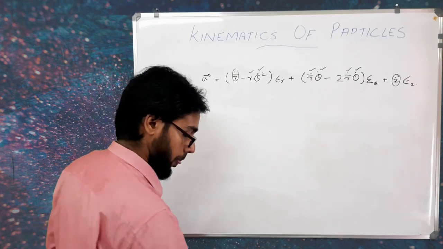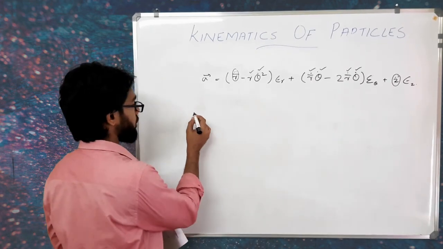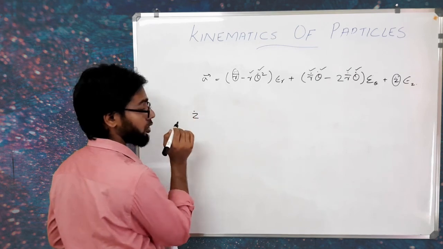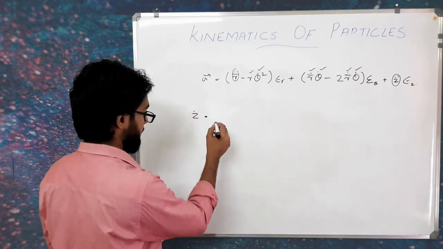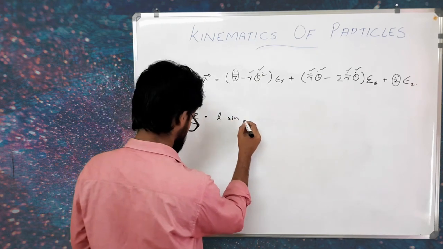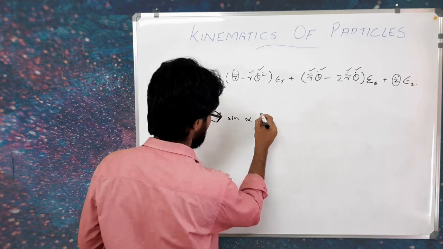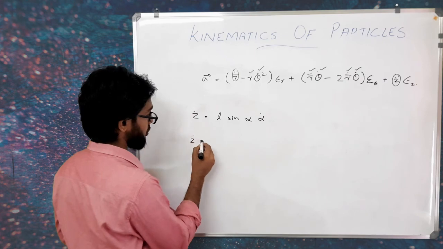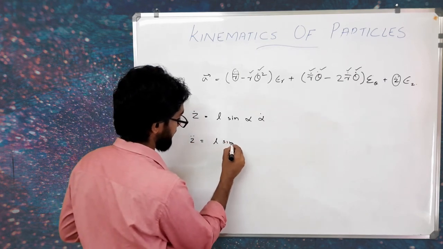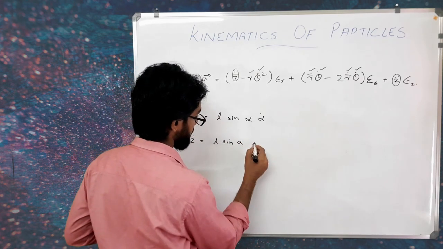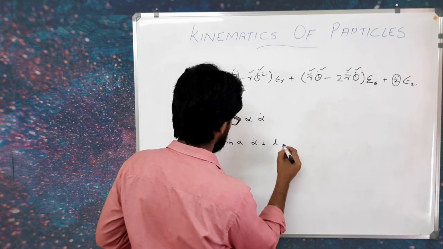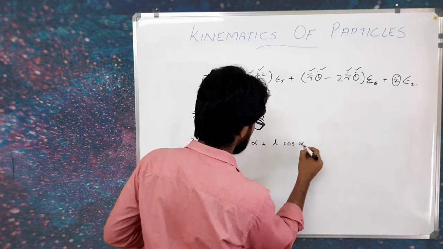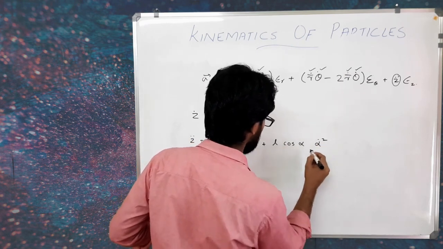Similarly, we have to know the value of z double dot. We know that z dot equals L sin alpha into alpha dot. So z double dot will be equal to L sin alpha into alpha double dot plus L cos alpha into alpha dot square.